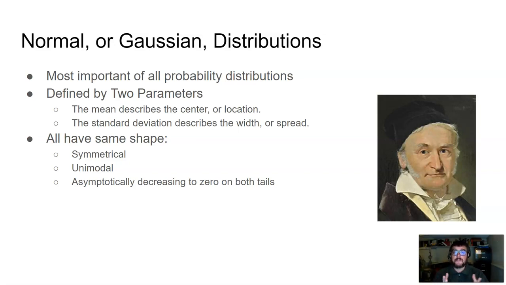We'll talk about those next week. They all have the same bell shape. They're symmetrical, so everything on the left is identical to the thing on the right. They're unimodal, which means there's only one highest point, and they asymptotically decrease to 0 on both tails, so as you get away from the center, you get closer and closer to 0. You never quite get there.